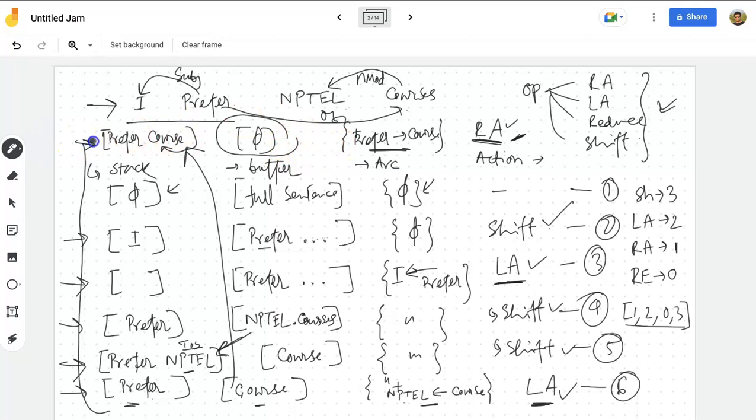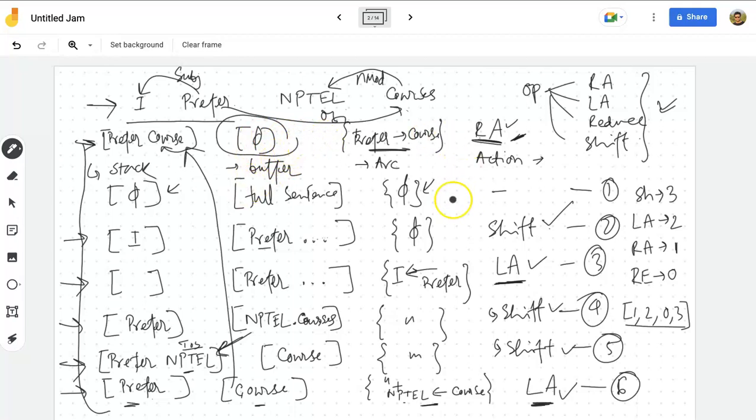Now you are here. What is your situation? You have something in your stack, your buffer is empty, and that's all. Now what is the terminating condition of this arc-eager parsing? If your buffer is empty, you need to stop. Now you can see the buffer is empty, so we will stop here.